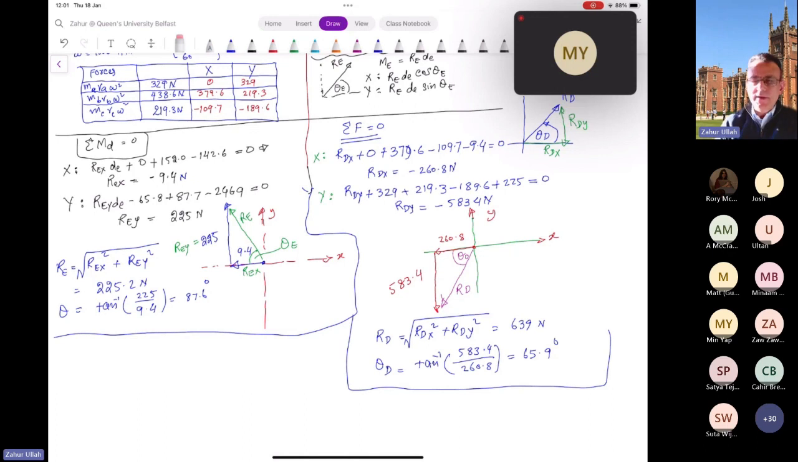So again, in the class test, you can use either the first method or the second method. The first method that we did last week was the graphical method, and you should get the same result.